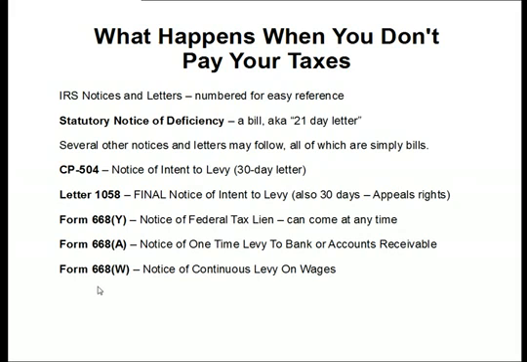A Form 668W. This is a Notice of Continuous Levy on Wages. This is for 1040 tax liability, individuals. And the thing that's scary about this is you filed your tax return, it's got your W-2, the IRS has your W-2, therefore, they know where you work. If they know where you work, they know where to send the levy on your wages. We call this a levy on wages. Most people call it a wage garnishment.